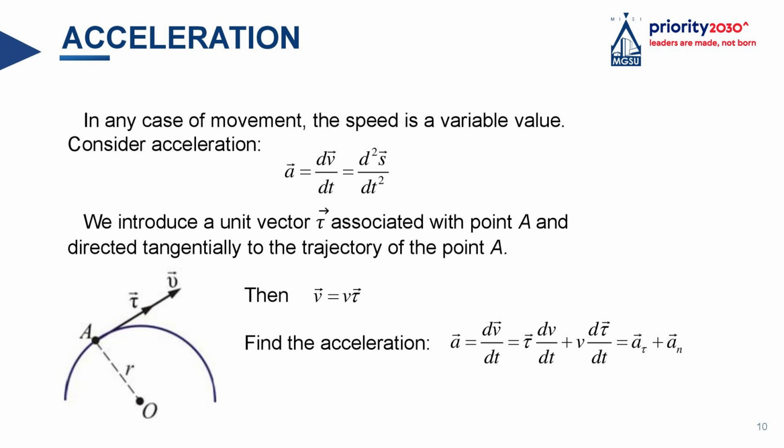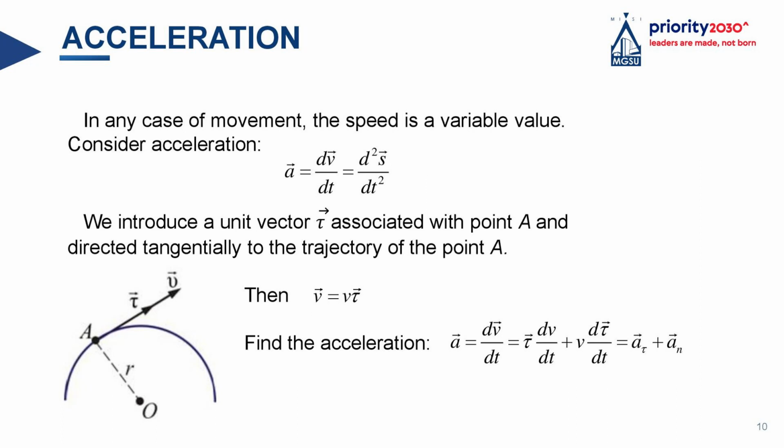Please look at the following figure in the slide. We introduce a unit vector tau associated with point A and directed tangentially to the trajectory of the point A. Vectors tau and v at the point A match. Then you can write the shown formula, and then find the acceleration. The a vector is equal to dv over dt, and it's equal to tau vector dv over dt plus v d tau vector over dt. And all of this is equal to a vector tau plus a vector n.